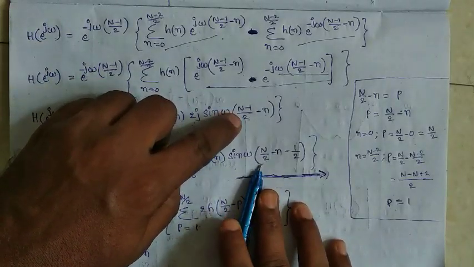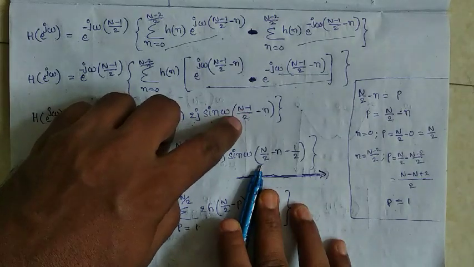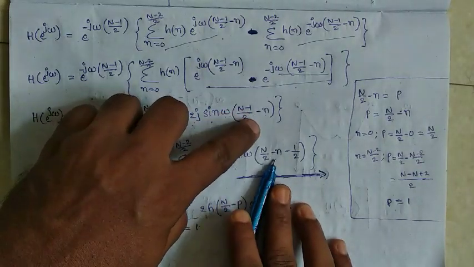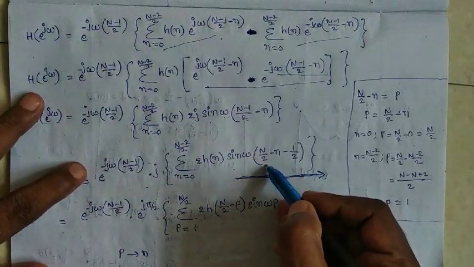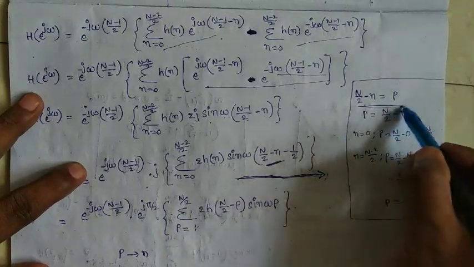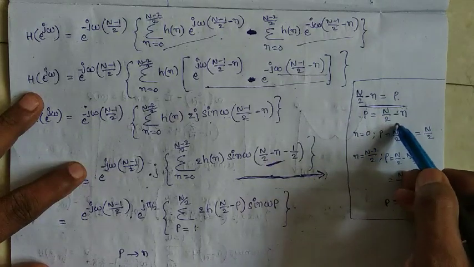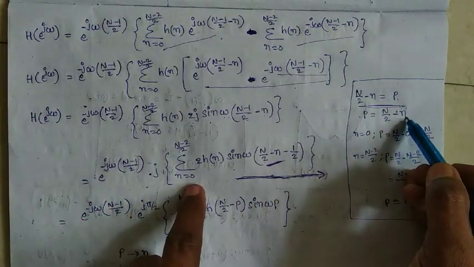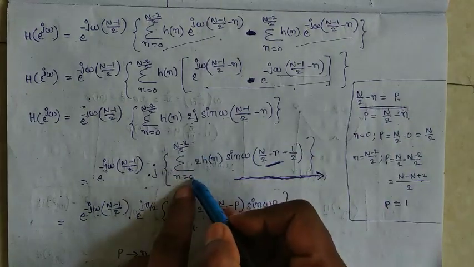N by 2 minus 1 by 2. (N minus 1) by 2 can be written as N by 2 minus 1 by 2. So it is N by 2 minus n minus 1 by 2. Now we consider N by 2 minus n is equal to p. From this we calculate p. P is equal to N by 2 minus n. Now we determine the p limits corresponding to the n limits.